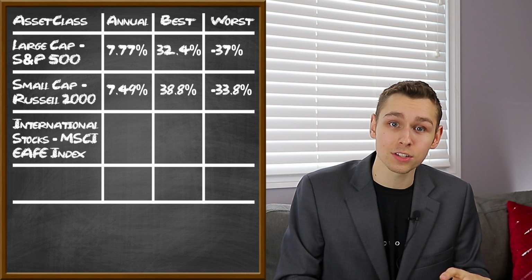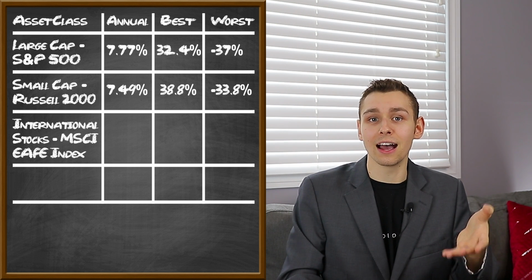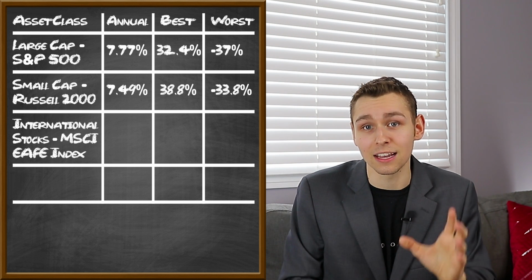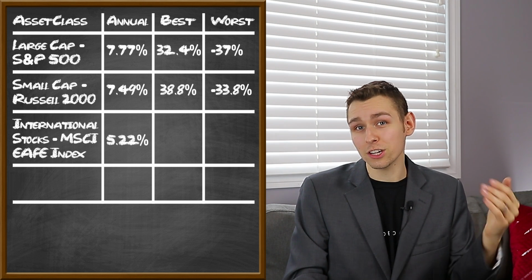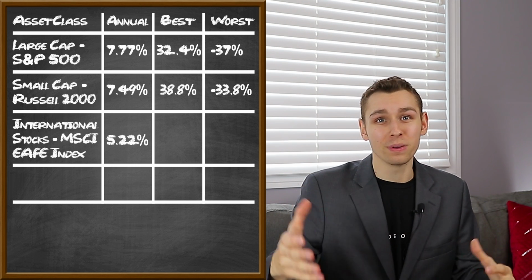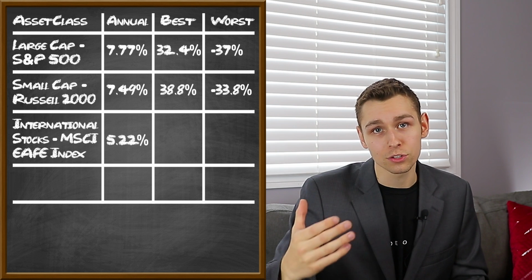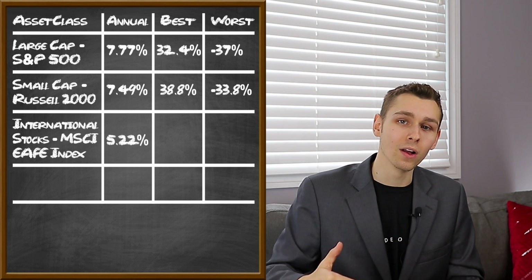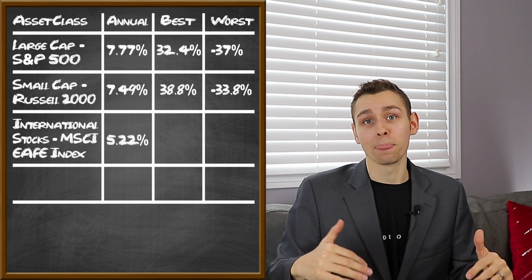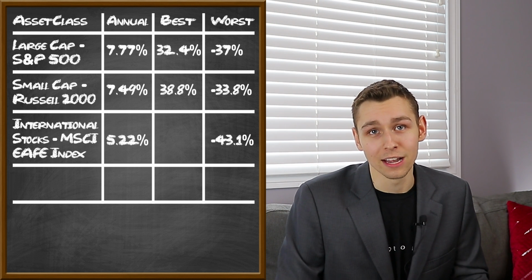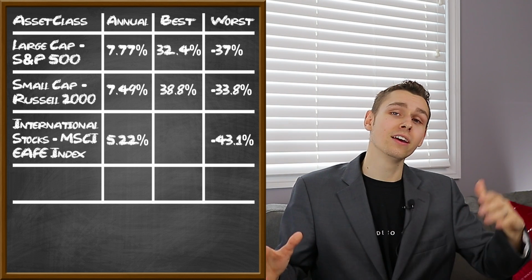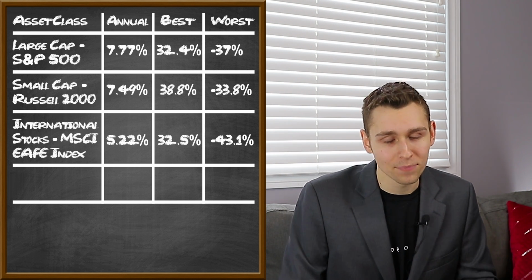International developed stocks, we're looking at the MSCI EAFE index, 5.22%. It's actually relatively low, holding a lot of European type stocks and a lot of international developed stocks. It didn't perform nearly as well. And the variation actually, the worst year was negative 43.1%, so a bit higher standard deviation, and 32.5% on the higher side.